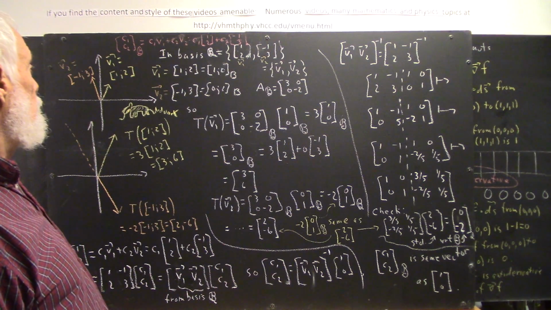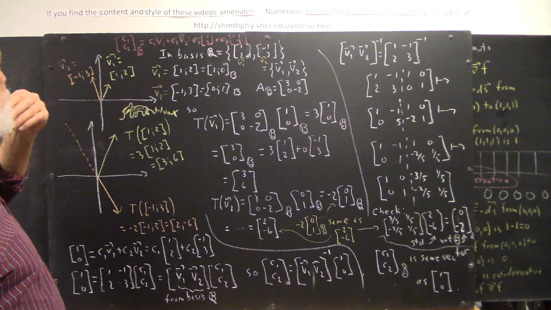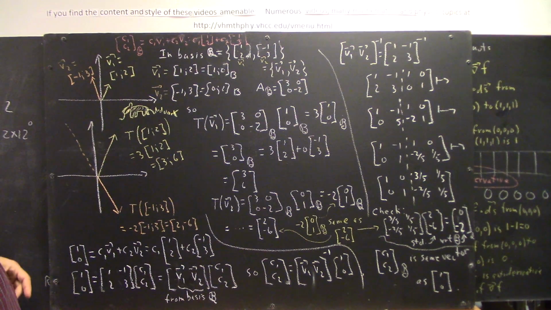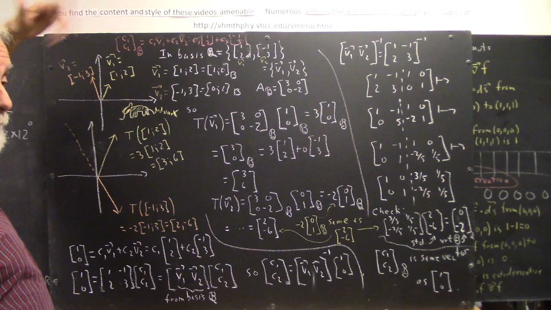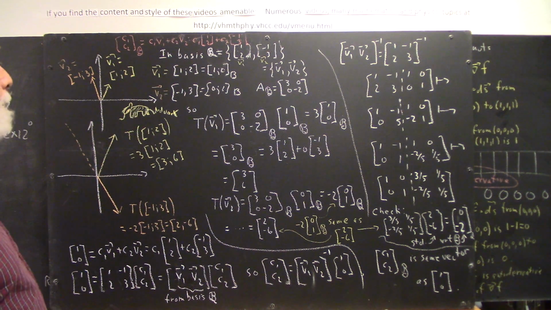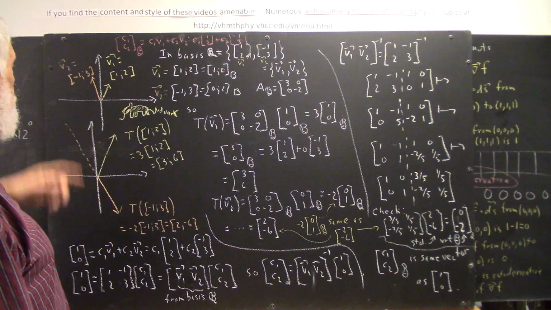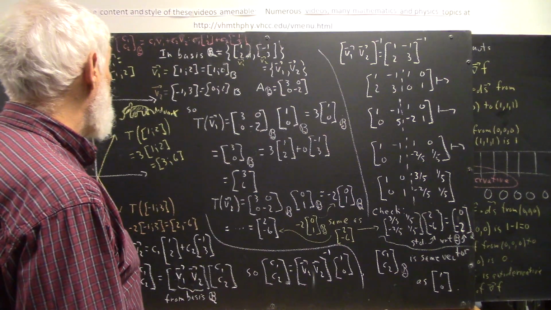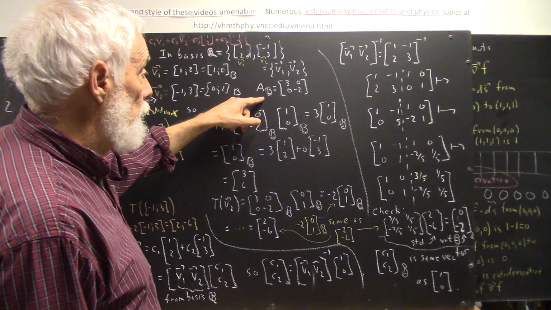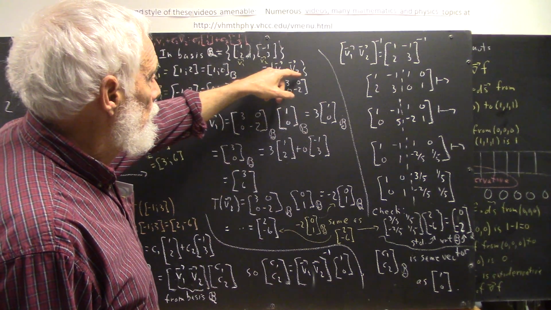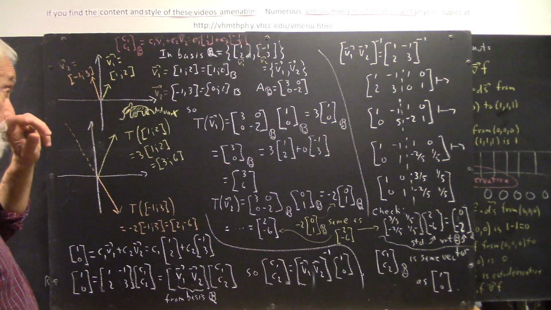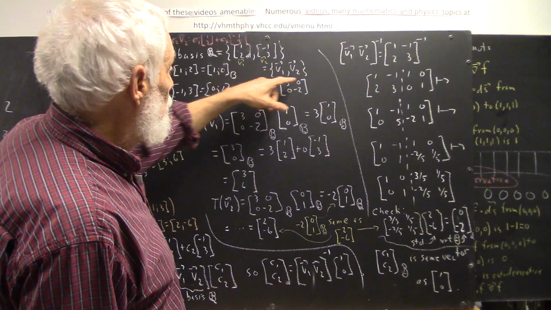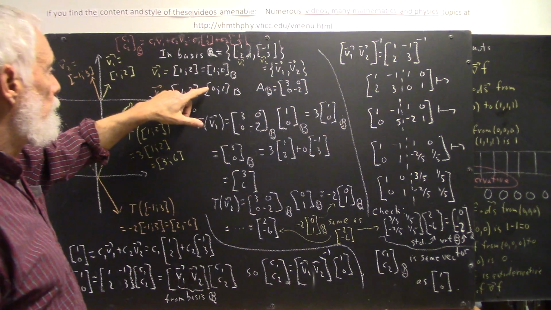Okay, we have a transformation that's based on the vectors (1, 2) and (-1, 3). These vectors are going to be eigenvectors of our transformation. Now, in the basis that consists of these two vectors, the transformation is going to be represented by this matrix.